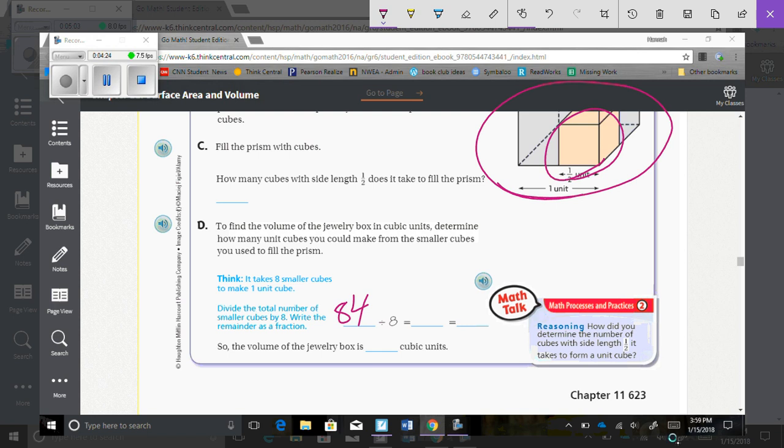So we're going to take that 84 divided by 8, which gives us 10, because 8 times 10 is 80. So then we had 4 left. So we're going to write that remainder as a fraction. So we have 4/8 left. And then we can simplify that. So 10 and 4/8 is 10 and 1/2, because 4 is half of 8. So the volume of the jewelry box is 10 and a half cubic units.